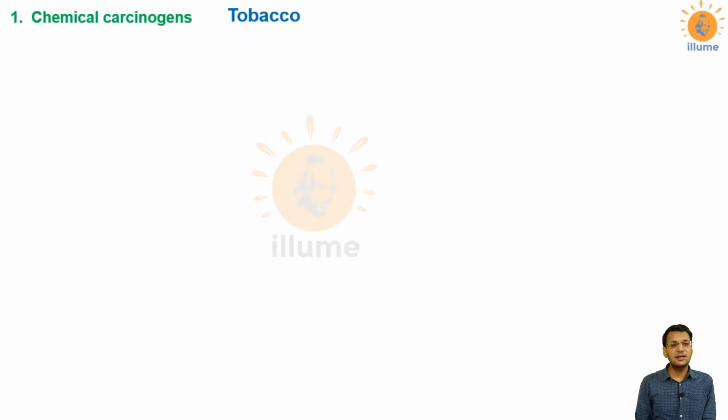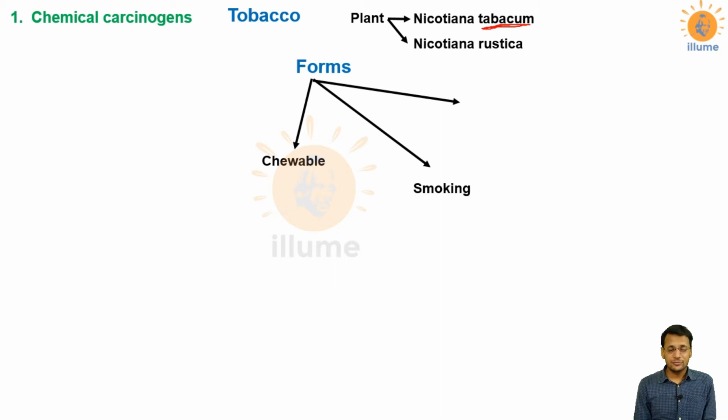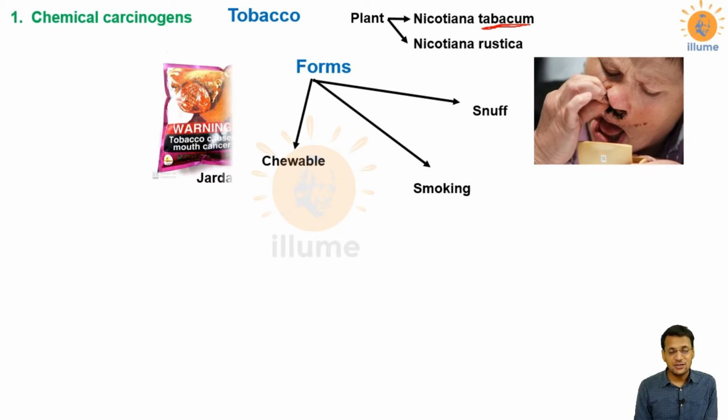We would be having a detailed discussion of tobacco. See, tobacco is derived from some plants, and the two most important plants are Nicotiana tabacum and Nicotiana rustica. Out of these two, Nicotiana tabacum is the main source of tobacco from plants. Now, we consume tobacco in different forms like chewable forms, smoking and snuff. What does snuff mean? Snuff means inhalation. That means if you take any drug or tobacco via your nasal route, then that is called snuff. So tobacco is consumed this way, snuffing of tobacco.